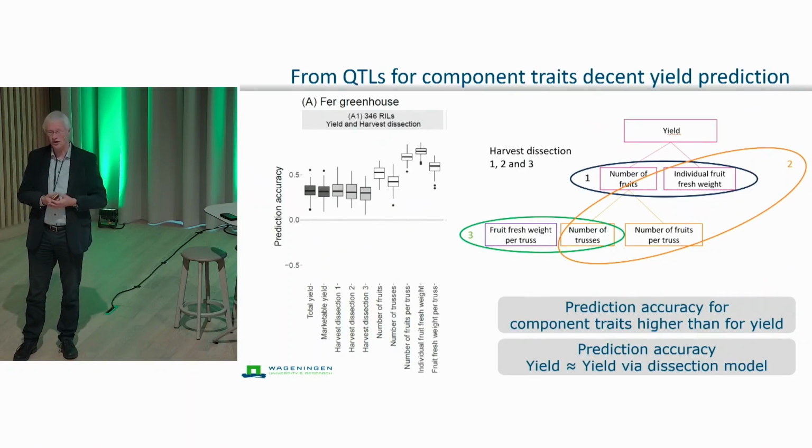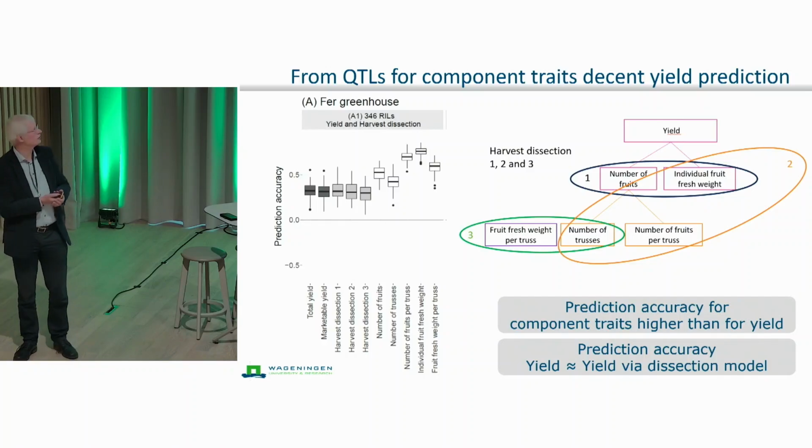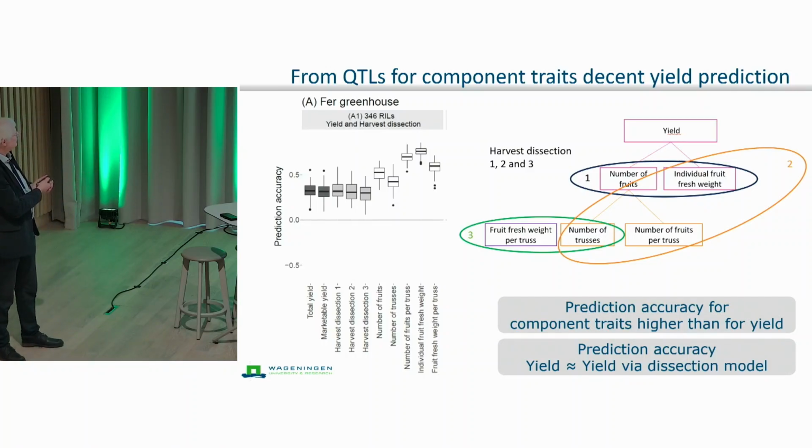And then very important, how is it with the prediction accuracy? If we predict total yield or marketable yield directly from the QTLs for yield, we have a prediction accuracy of about 0.3, and that is the same accuracy which we can obtain by using one of the three harvest dissection models. The first harvest dissection model is the one I talk mostly about, simply number of fruits multiplied by individual fruit fresh weight, that gives the yield. The other two dissections are also shown here, in the ellipse like number 2 and 3, but they don't differ in prediction accuracy.